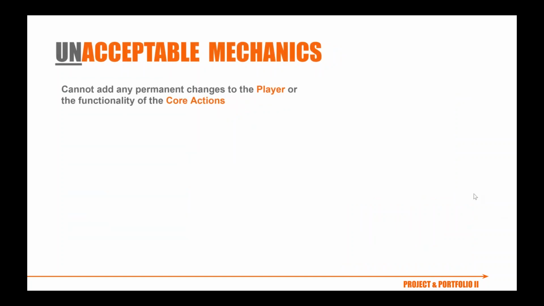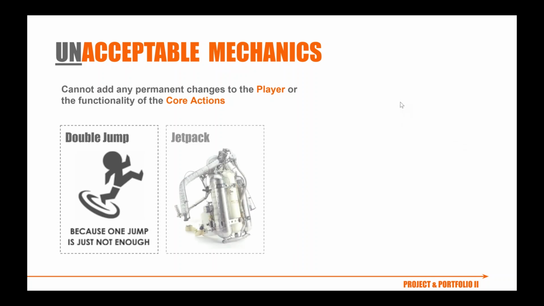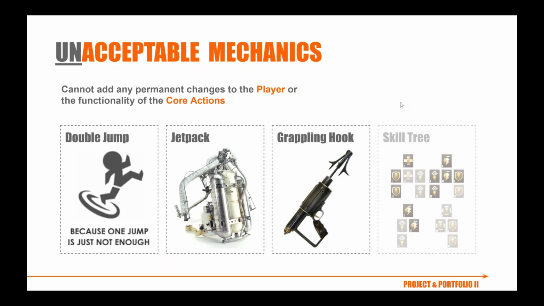All right, so some things we want to stay away from. I've probably mentioned these a few times as I was lecturing. First is something like double jump, right? Like a jetpack, grappling hook, skill tree upgrades or changes to the character. We want to keep the player exactly as they are. So any permanent changes to the player we want to stay away from, or any changes to the core actions. So don't change how jump works, don't change how the movement works, things like that. You want to think about those level-specific objects that you're going to interact with the core actions we provided.